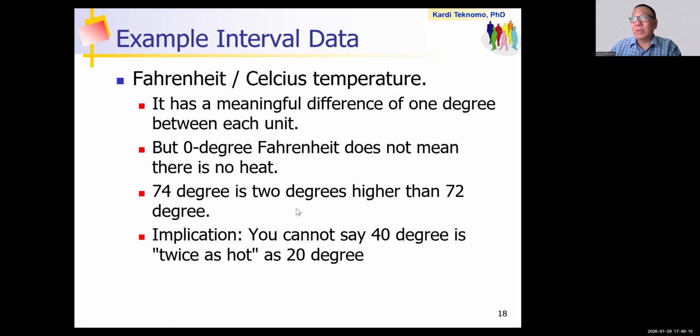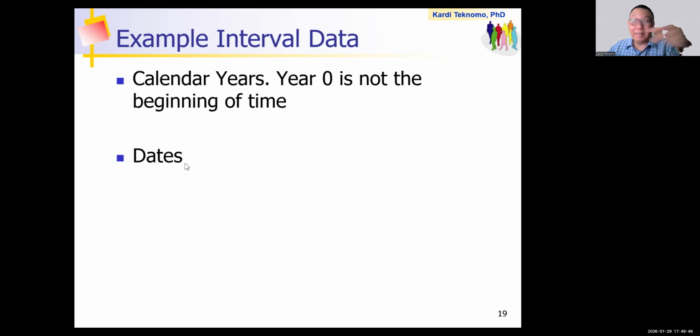So that means you can take the difference. 74 degrees is 2 degrees higher than 72, but you cannot take the ratio. You cannot say 40 degrees is twice as hot as 20 degrees. Because interval data is just about distance. It's not about absolute zero, so you cannot divide. Another example is the date, and basically measures of time, calendars. The year 0, when Jesus was born, is not the beginning of time, right? So there is before Christ, BC, or before Common Era.